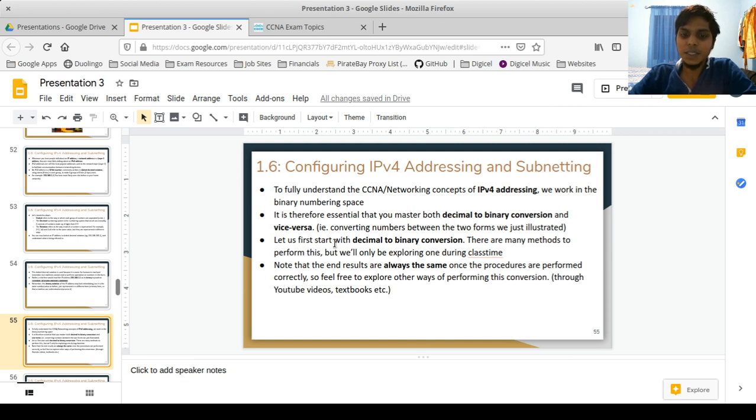So let's first start with decimal to binary conversion. There are many methods to perform this, but we'll only be exploring one during class time. For this entire decimal to binary conversion topic, feel free to go on YouTube and look for a video on something else. Feel free to read up a textbook. Feel free to do online tutorials. You don't have to follow my method, and Cisco doesn't care either. They just care that you get the correct answer, and all of the methods lead to the same conversion. So if you don't understand the method that I'll be discussing in this class, go ahead and use another method. Know that the end results are always the same once the procedures are performed correctly.